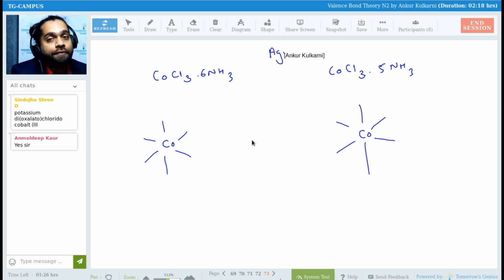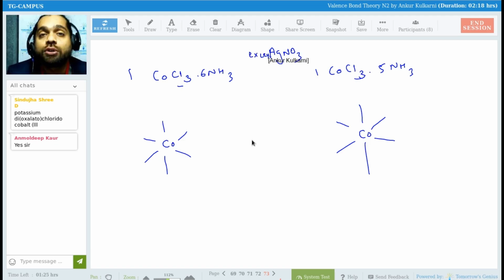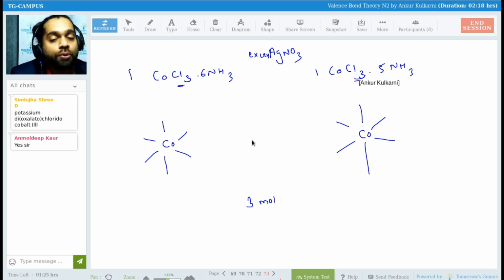Now, if you put excess of AgNO3, so I have 1 mole, and in that I have 3 chloride, and I have excess of AgNO3. So logically, all chlorides should come out. Anthony, logically, I should get 3 mole of AgCl, because we have 3 chloride in both cases. So that is what should happen.